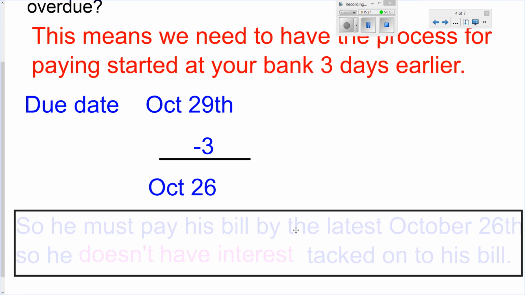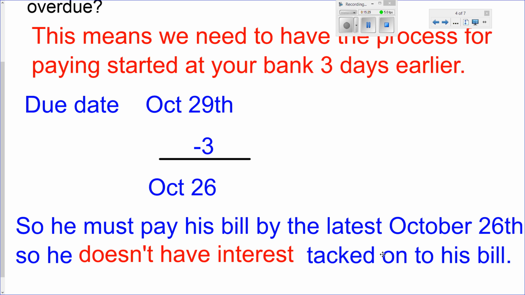So let's just take a moment. No big deal. Make sure you write this down. Now just remember, if you pay by the 26th, the latest, the 26th of October, you won't have any interest tacked onto this bill. That's all you need to remember.